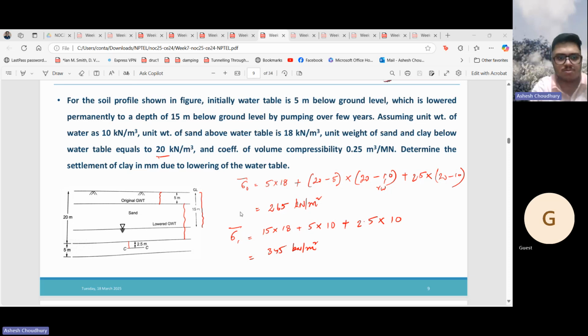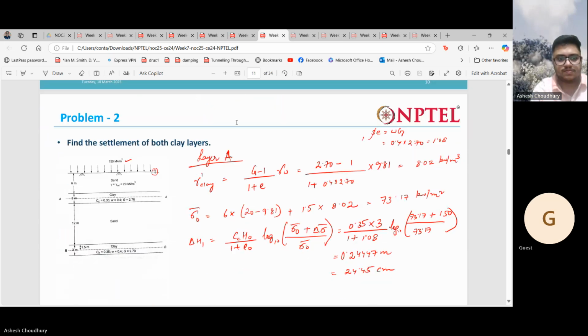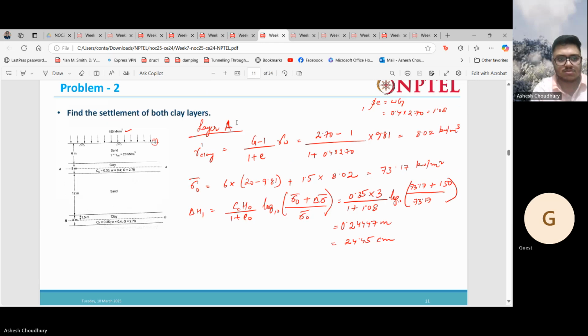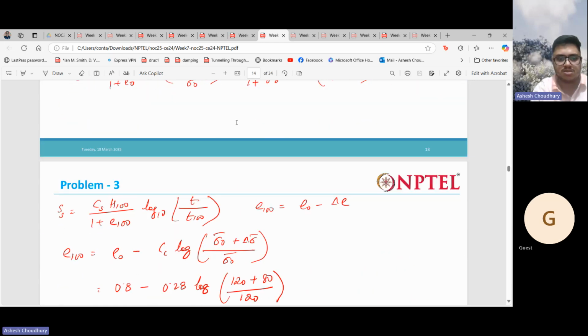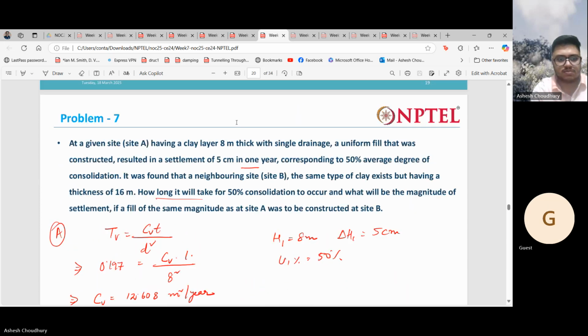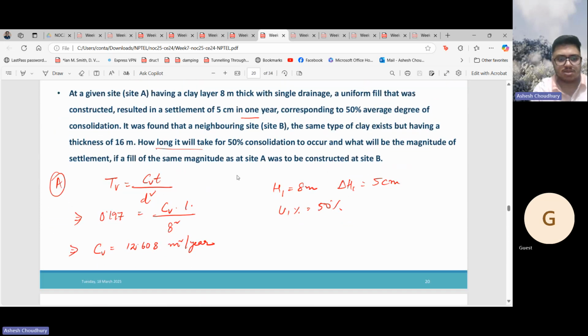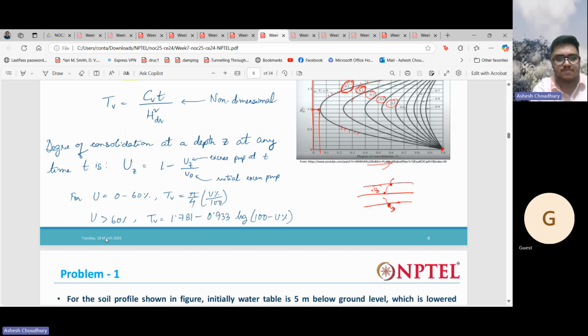Okay, can we solve the same problems? The settlement calculation, yeah, simple settlement calculation, all this thing. And then this time calculation, how much time is required, coefficient of consolidation calculation, Cv.